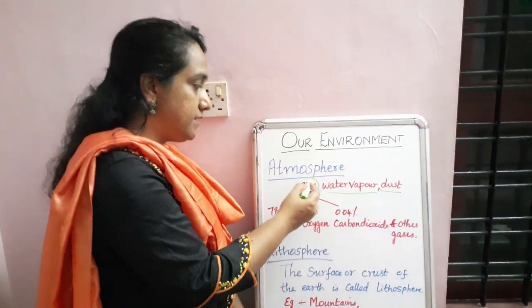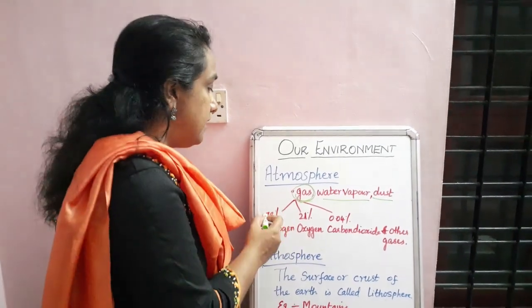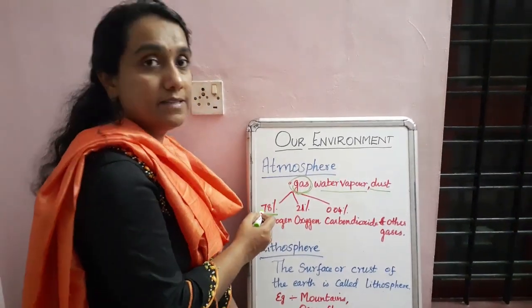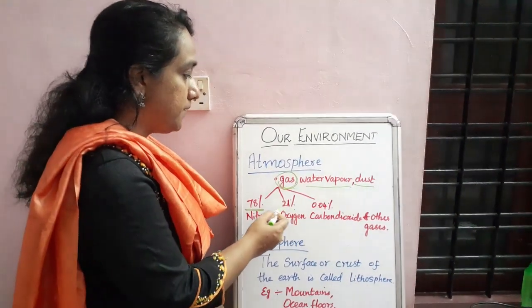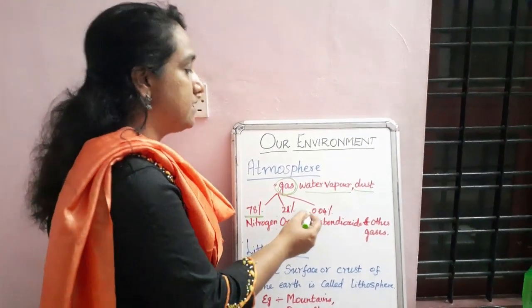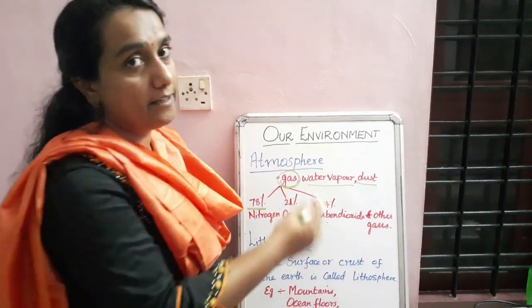So when we see the gases, there are different types of gases. 78 percent is nitrogen. 21 percent we can see is oxygen, and the remaining 0.04 percent is carbon dioxide and other gases.